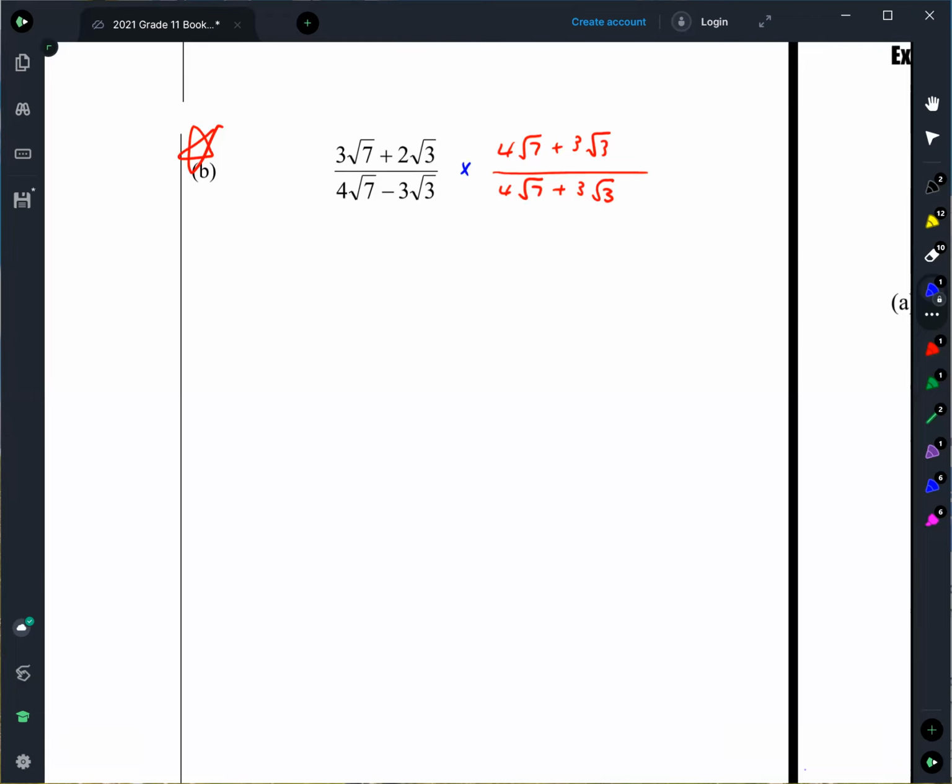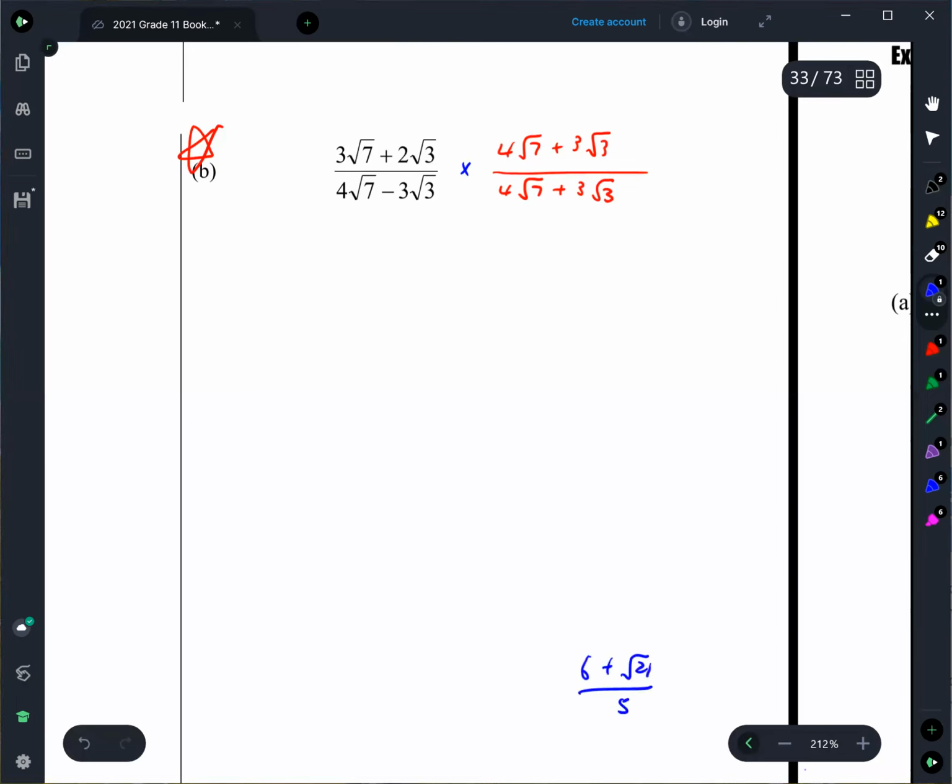I got it. Okay, what is it? The final answer is 6 plus root 21 over 5. Okay, thank you. Anyone else have a different answer?